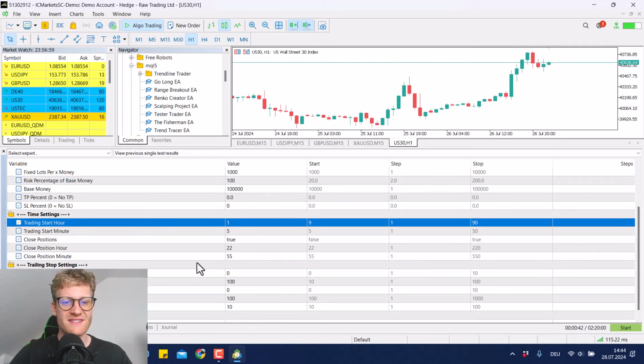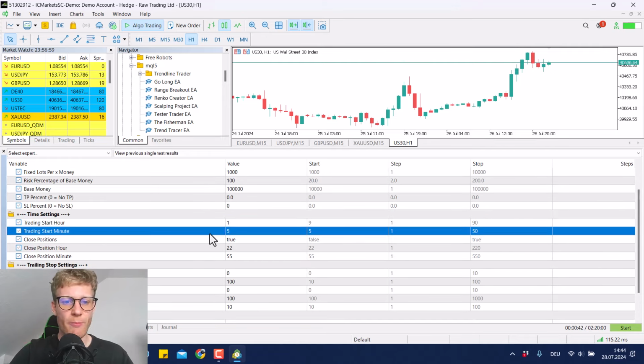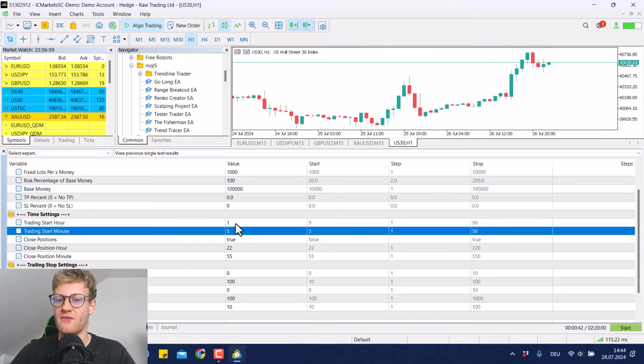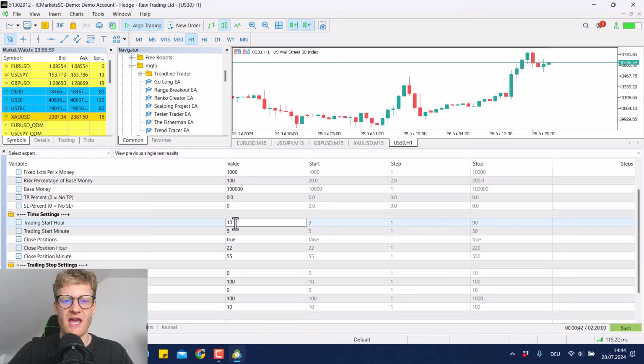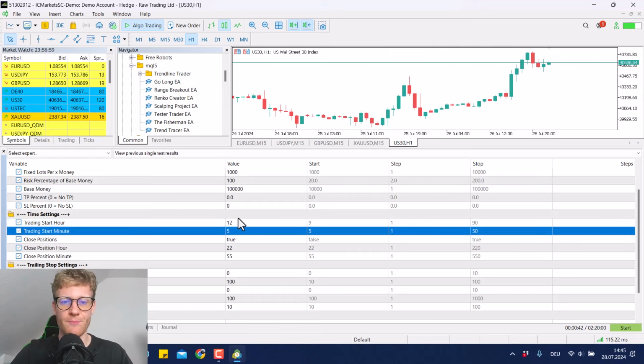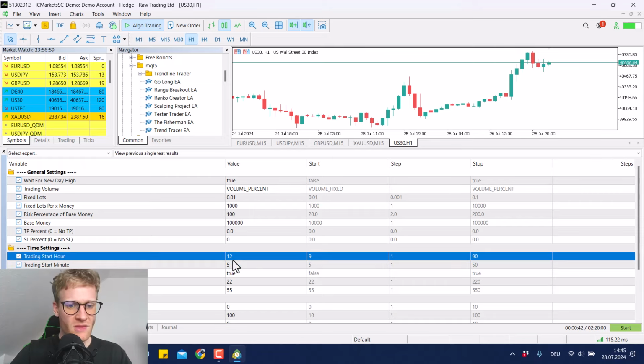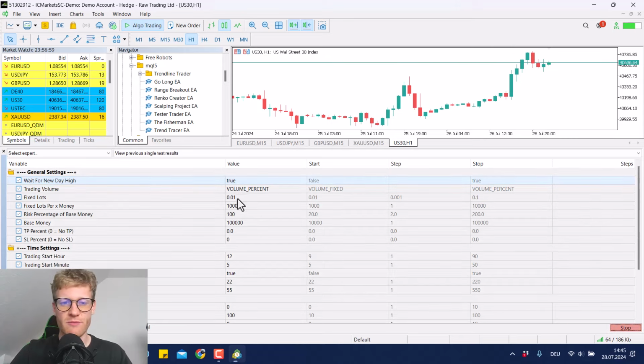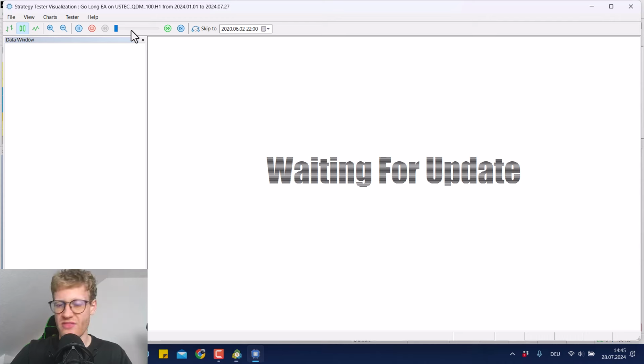Then we do have the time settings. By default, I chose to open in the morning at, let's say, 1:05 a.m. But we could also say we want to open just after 12 p.m. here. Then it would open the position at the middle of the day. And combined with the wait for new day high feature, this would mean that not every day there is a trade.